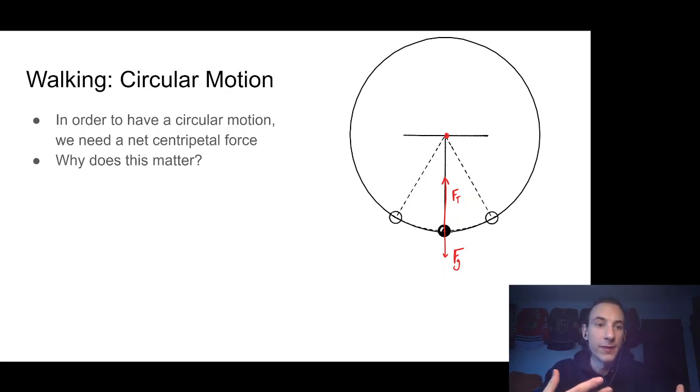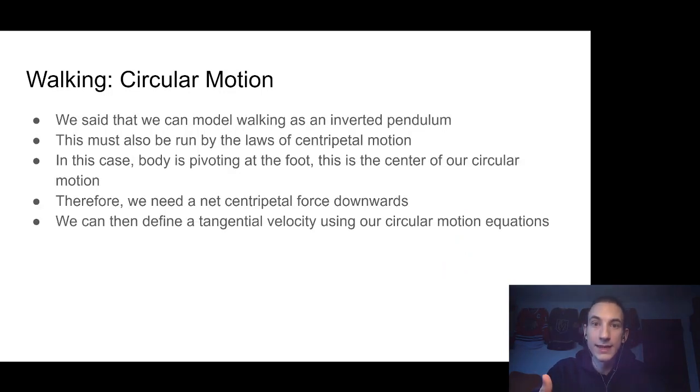And if we think about why this matters, well, we said that we can model our leg and our body as an inverted pendulum. And the same thing's going to apply. We actually have a net centripetal force that's going to be pointing downwards. That's going to dictate the speed at which we're moving. So we said before that we can model walking as an inverted pendulum. We still can use this equation, F equals mv squared over r, for our centripetal motion for our body. In this case, our body is pivoting around the foot, which is the center of our circular motion.